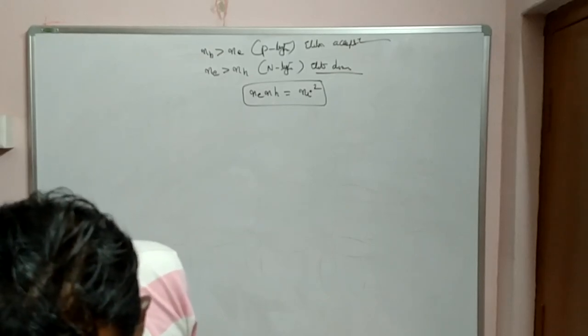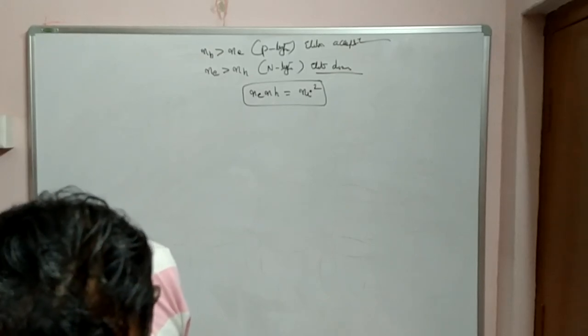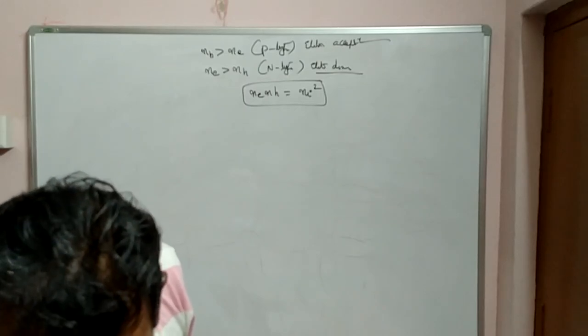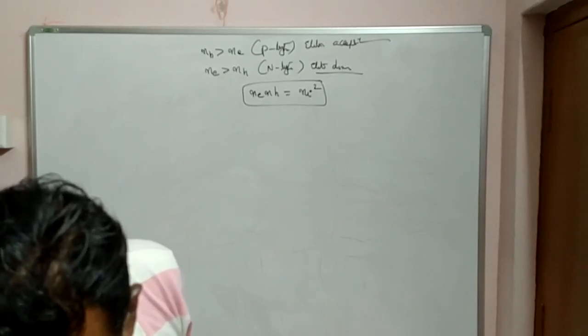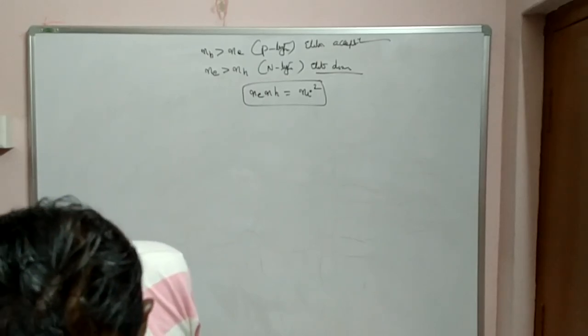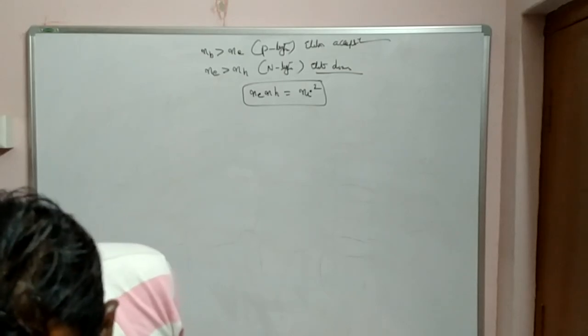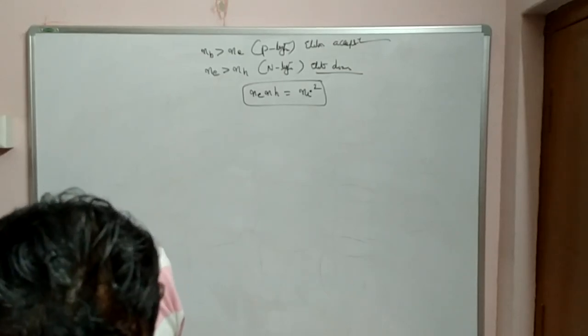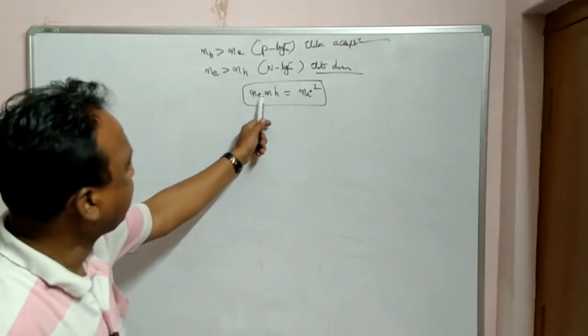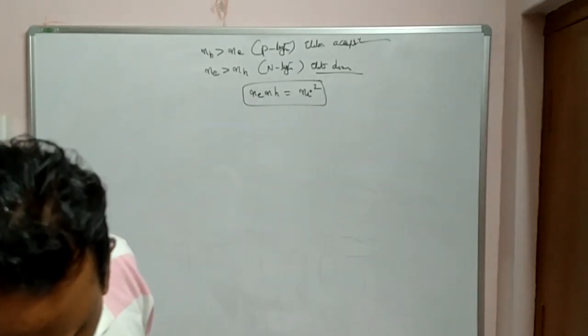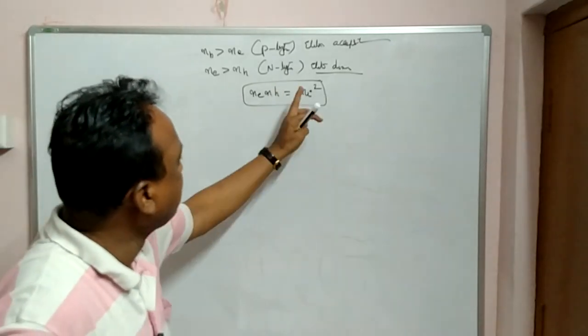Any doubt? So are you following the concept here, the formulas and other things? See, these formulas are very, very important while solving numericals, please. So you can use this formula: Ne into Nh is equal to Ni square, number of electrons into number of holes.